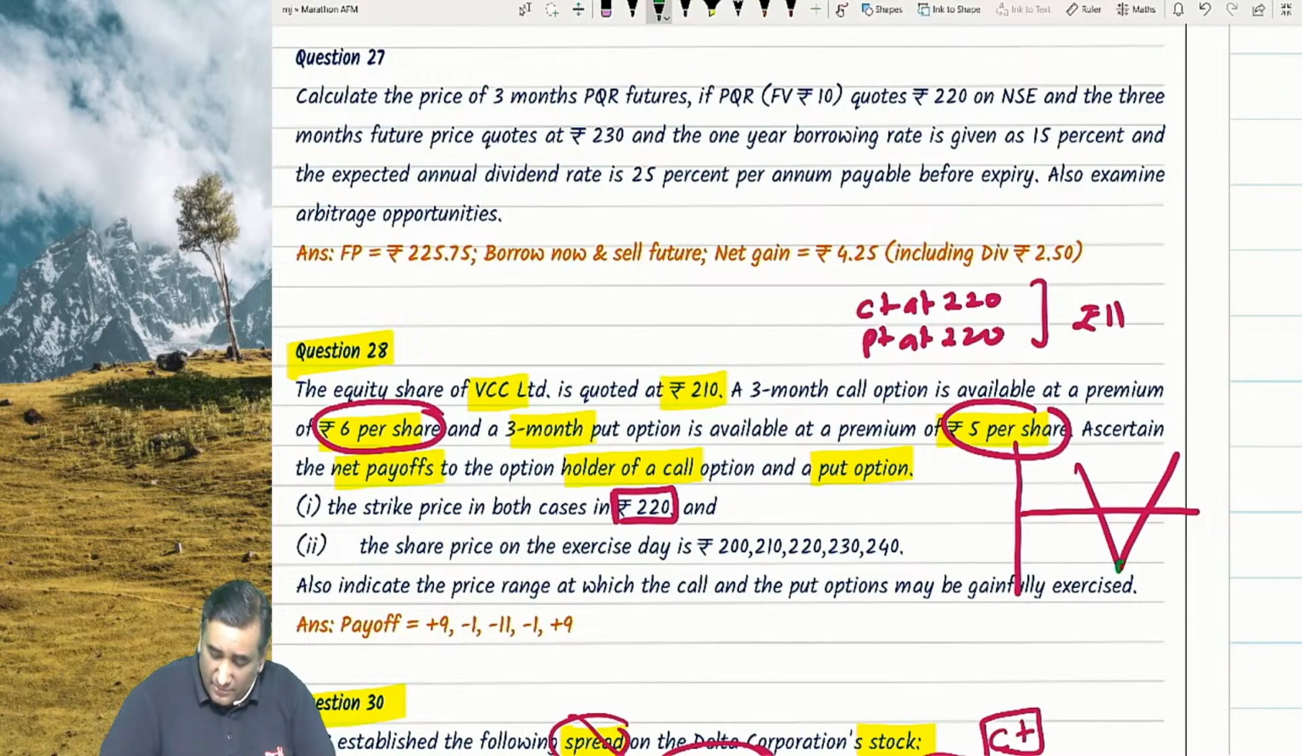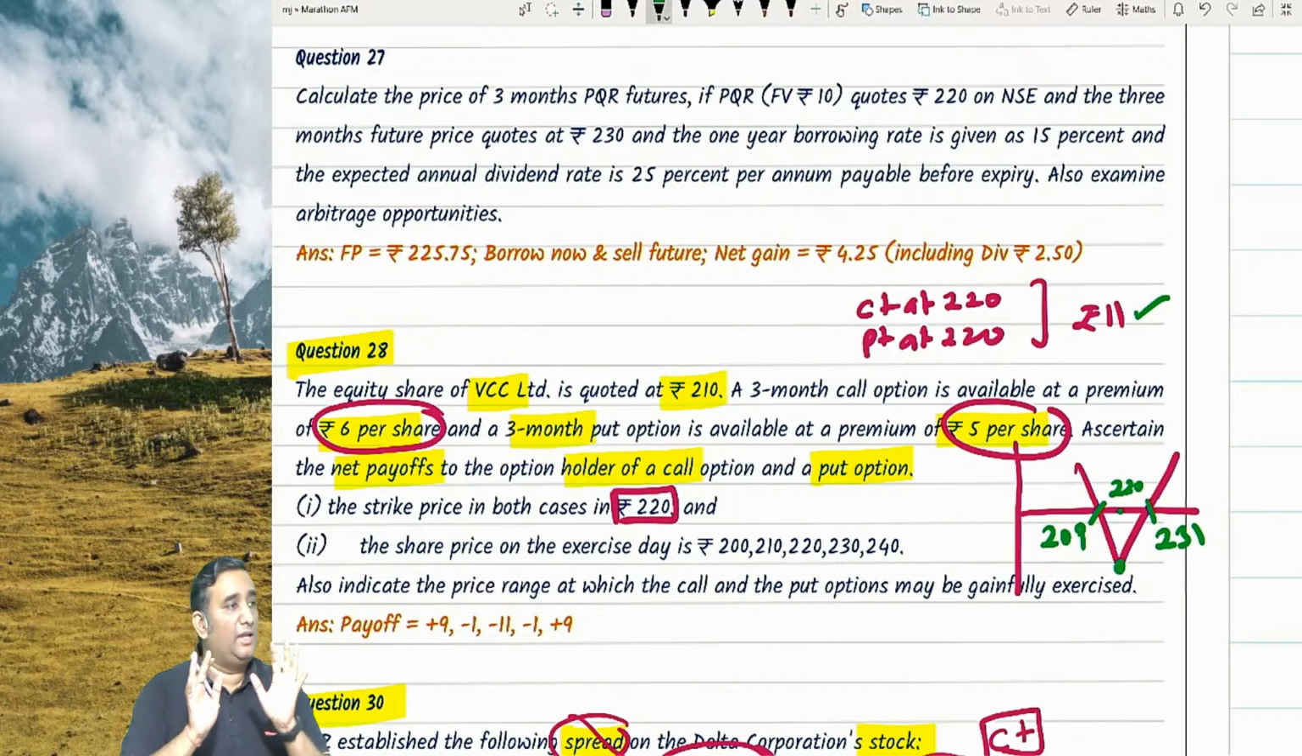The curve will be from where, sir? Strike price. This is 220. The upside would be 220 plus 11, 231. Downside would be 220 minus 11, 209. This will help me in knowing my answer. How to present, that's a secondary part for me.